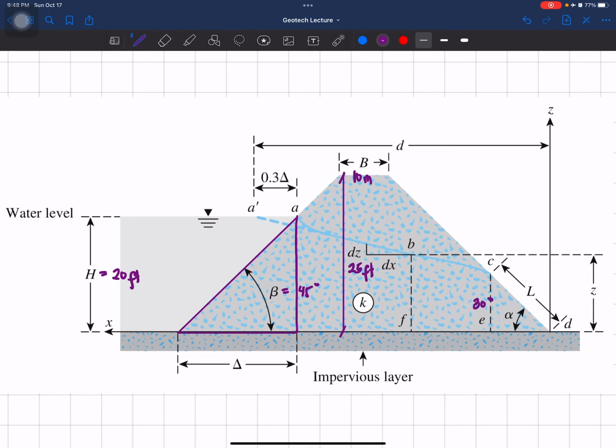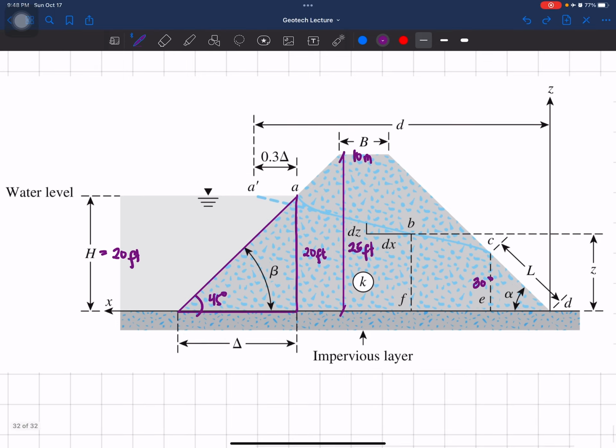Okay. So, if we do have 45 degrees there, okay. Diba guys, yung height ng water, yung tinutukoy na dito. So, this is actually 20 feet. Okay. So, how are we going to get the delta?